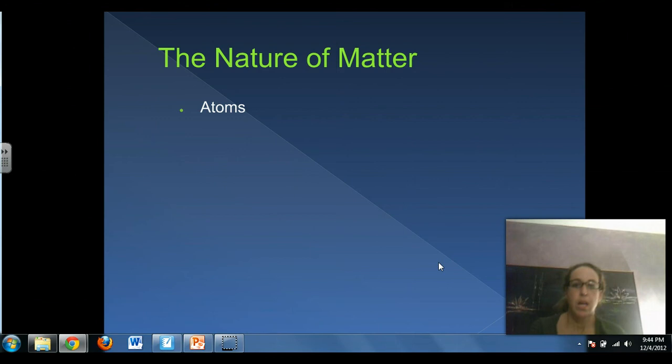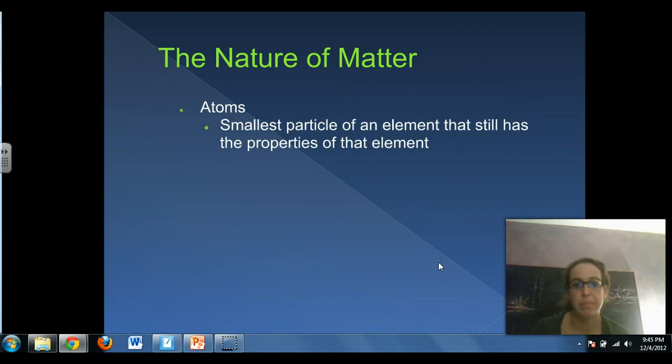Okay, so answer those questions now as you think about anything that has mass and volume. Okay, so when we talk about matter, we're talking about atoms, and atoms are the smallest particle of matter that still retains those same properties. So the smallest particle of matter or of an element, when we're talking about the periodic table, that still has the properties of that element. So if we're talking about gold, it's the very, very smallest piece of gold that you can still have with it still being gold, or silver, or oxygen, or hydrogen, or any of the atoms on the periodic table, or the elements.